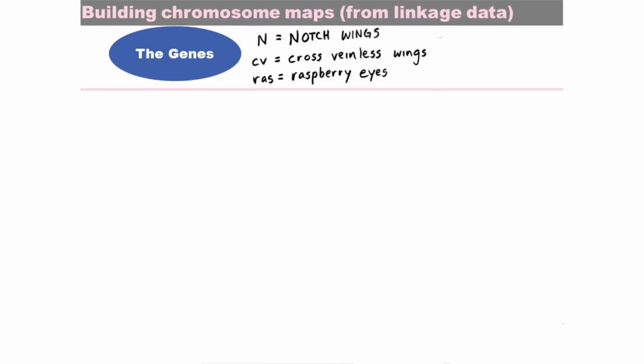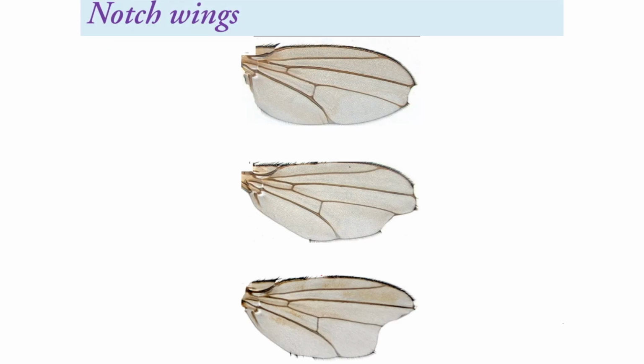So now let's take a look at this. What if we look at not two genes, but we're interested in notch wings, cross-veinless wings, and raspberry eyes? Now, notch wings is a mutant form of Drosophila wings, and it's manifest in a variety of ways, but you have little chunks that never develop in the wing. So it's pretty easy to see physically and coded for by a recessive single gene trait.